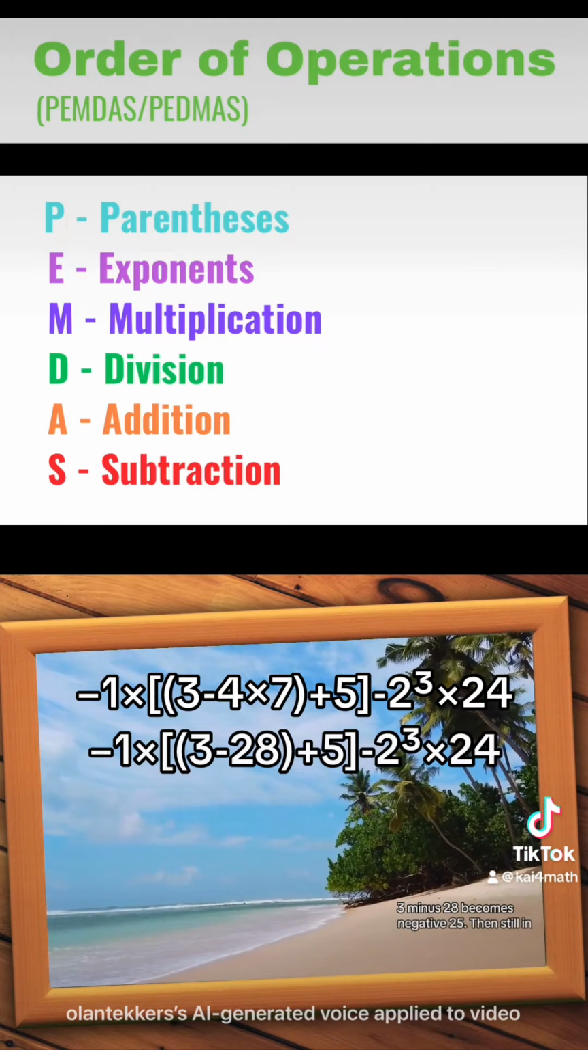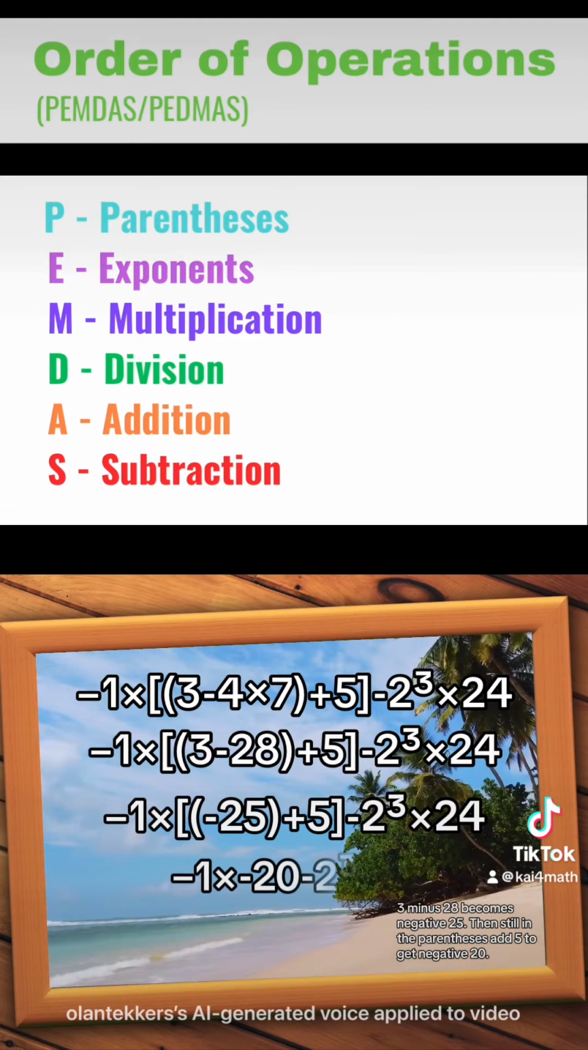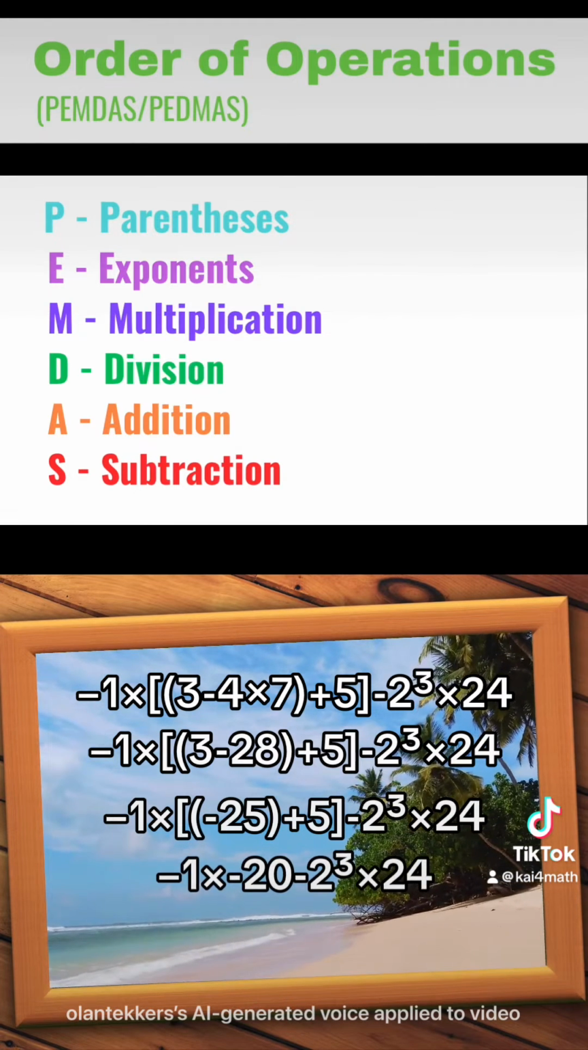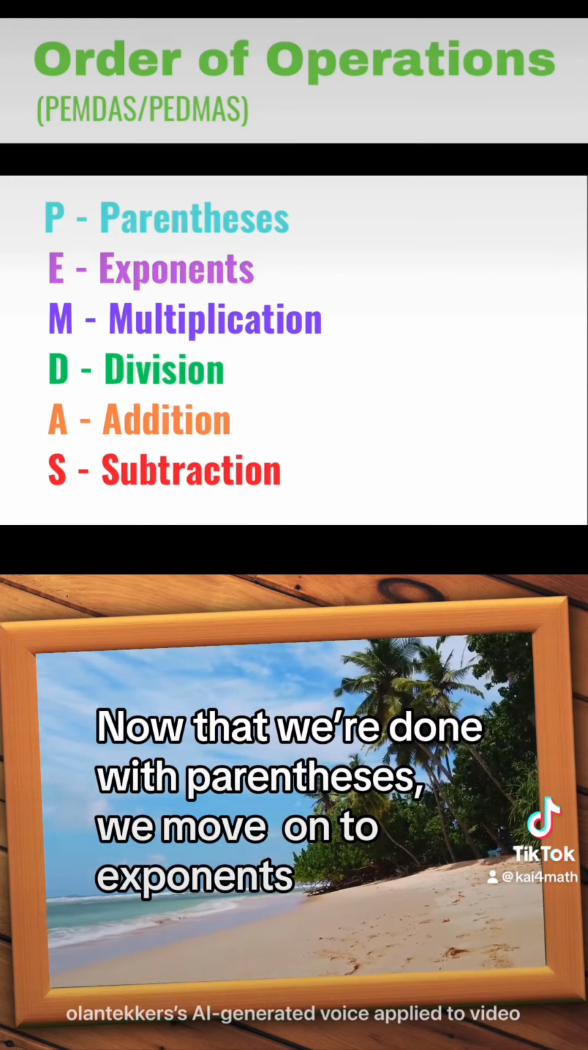3 minus 28 becomes negative 25. Then still in the parentheses, add 5 to get negative 20. Now that we're done with parentheses, we move on to exponents.